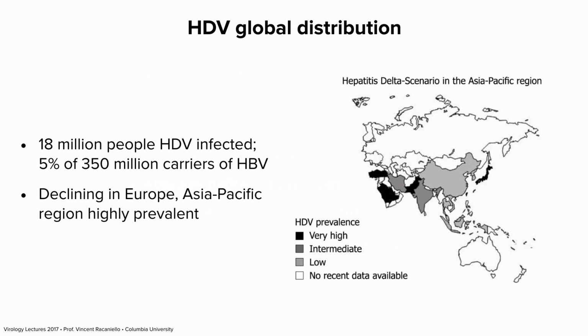And here's the global distribution of hep delta. You know, there are 350 million carriers of hepatitis B virus, and about 5% of those are also infected with hepatitis delta virus. So how would you get this? Well, remember, hepatitis B is transferred by blood products or intravenous drug use. So you could have hepatitis B already and then get another dose that includes hepatitis delta, so you could be super infected, or you can initially get both hep B and hepatitis delta at the same time. And you can see the global incidence here. Very high is black here, and no data white, but you can see certain parts of Asia Pacific region have very high incidence of this as well. There used to be higher in Europe, and it's been declining there over the years.